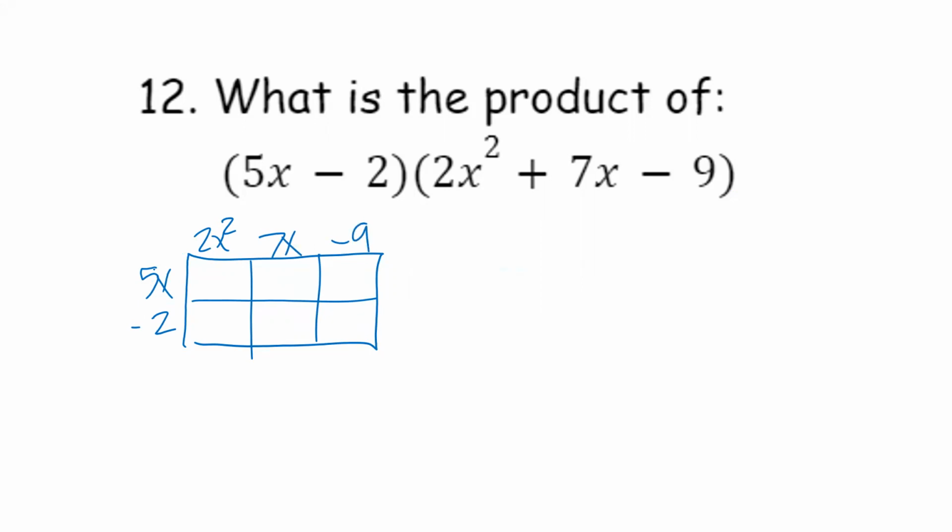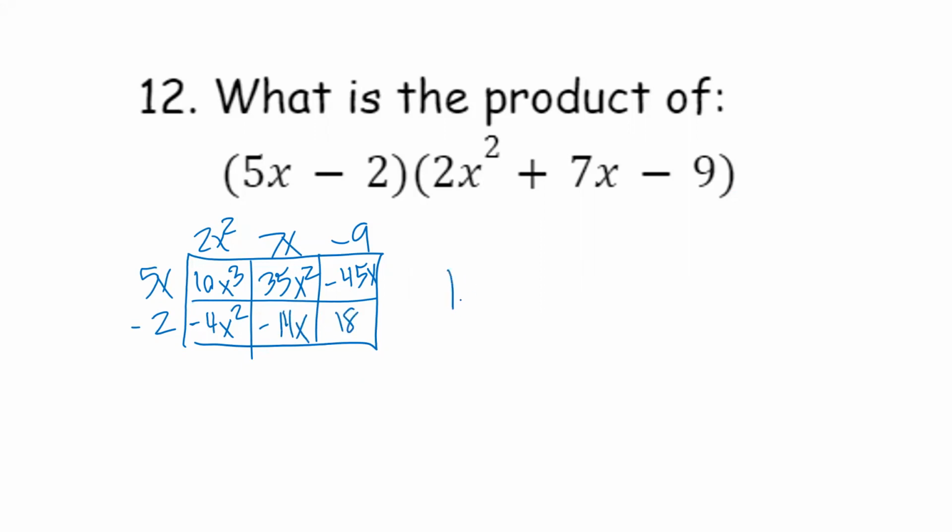So we want to multiply. So 5 times 2 is going to be 10. And then x times x squared is x cubed. 5 times 7 is 35x squared, because you have x times x. And then 5 times negative 9 is negative 45. And so copy the x down. Same over here, negative 2 times 2 is negative 4. Bring the x squared. Negative 2 times 7 is negative 14x. And negative 2 times negative 9 is positive 18.